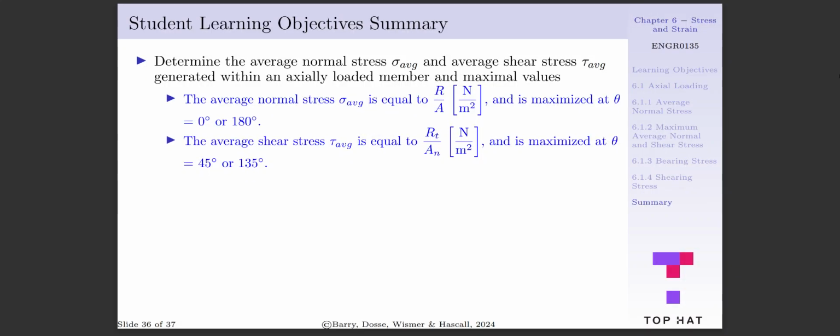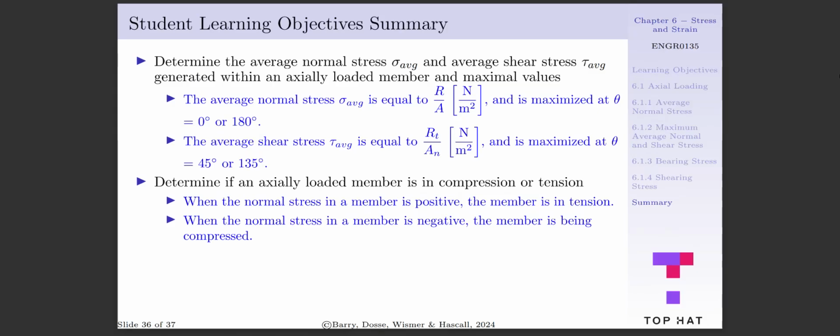Revisiting our learning objectives, we learned that the average normal stress is equal to R per A with units of newtons per meter squared, or Pascal, and this is maximized at theta equals 0 or 180 degrees. The average shear stress is equal to the transverse component of the force per the normal area with units of newtons per meter squared, and this is maximized at theta equal to 45 or 135 degrees.